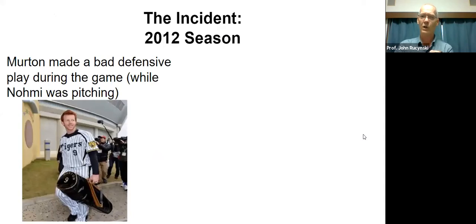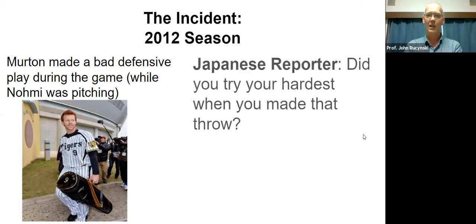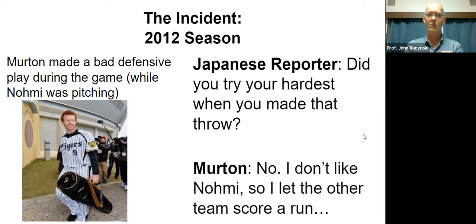In 2012, this was Murton's third year in Japan. He was a very good and popular player, but one game he made a bad defensive play while Nomi was pitching. So this is bad for the pitcher. And I must add, Hanshin was kind of struggling at that time. After the game, a reporter asked Murton, did you try your hardest when you made that throw? Murton, you can imagine, was a little offended, and he said, no, I don't like Nomi, so I let the other team score a run.